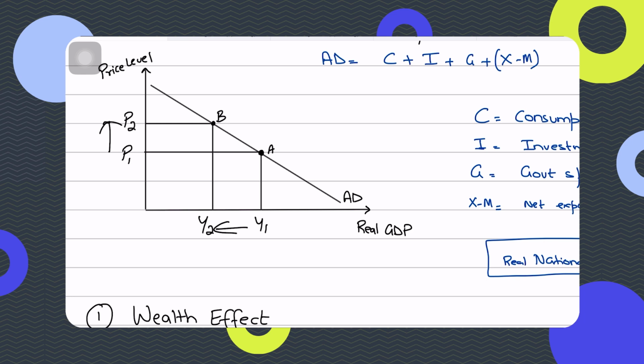You cannot denote it by Q because that was quantity that we studied in microeconomics. This is the aggregate real output, real GDP that we're talking about. So that is denoted by the letter Y, and real GDP and real national income are used interchangeably in macroeconomics, right?